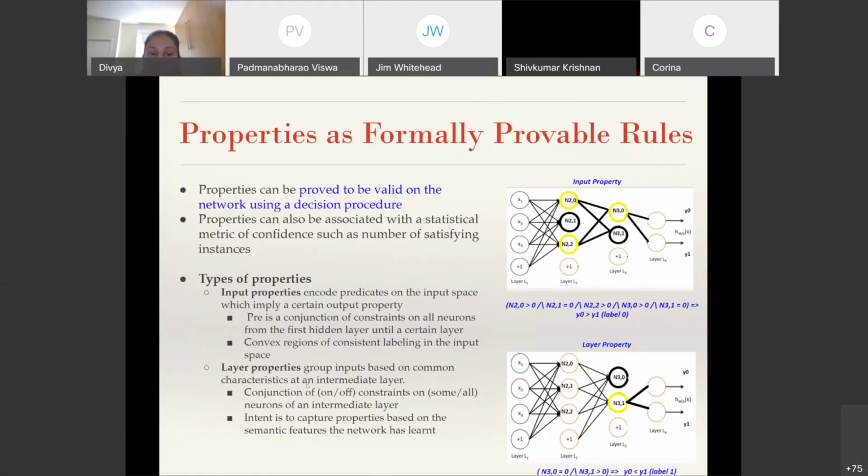The other type of properties we extract are called layer properties, which group inputs based on some common characteristics at an intermediate layer. Basically, these are conjunctions of on-off constraints on some or all of the neurons at an intermediate layer. As an example shown here, these could be constraints on just the neurons of the third layer, which imply that if N30 is off and N31 is on, then the output of the network is always going to be labeled 1. So the intent here is to capture properties based on semantic features that the network might have learned. These are inputs which are not close to each other in the input space or don't look very much like each other, but they share a common feature which the network might have learned and uses to classify them.